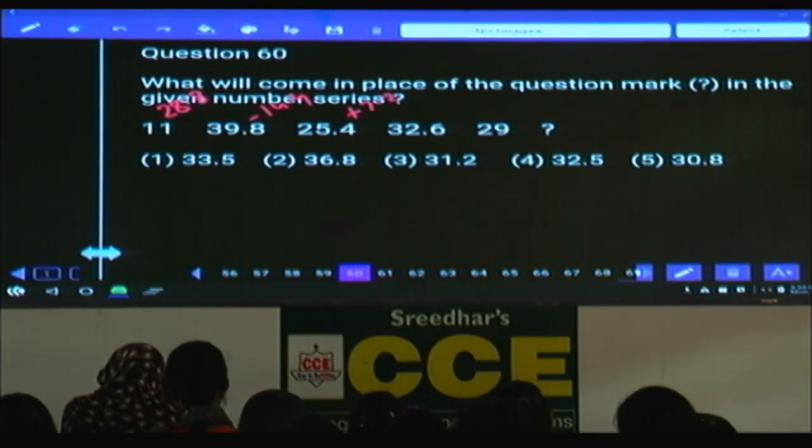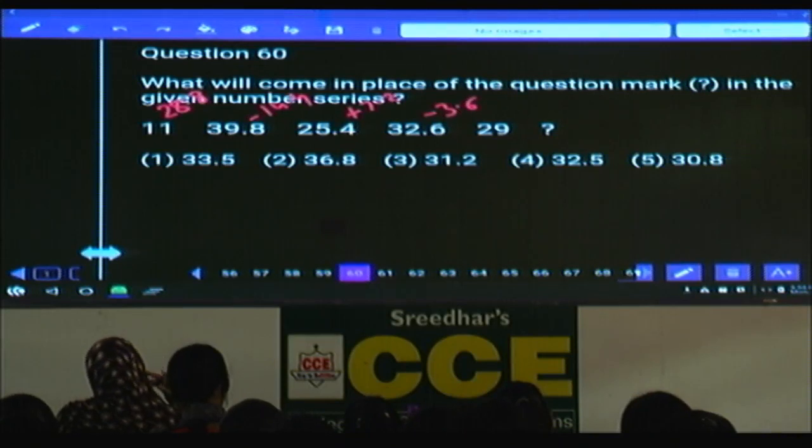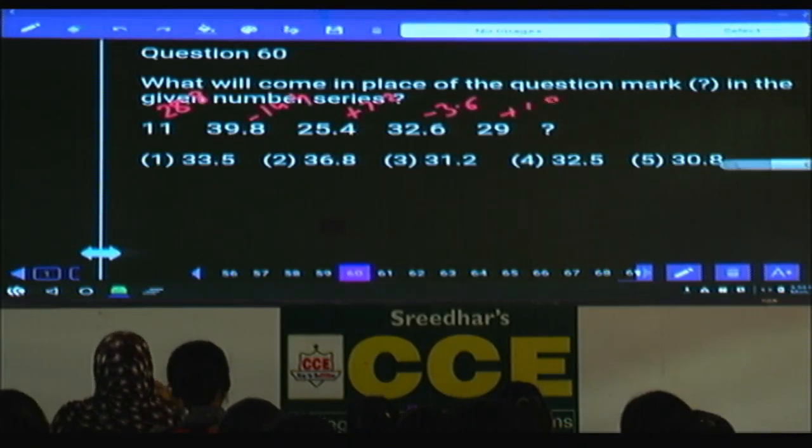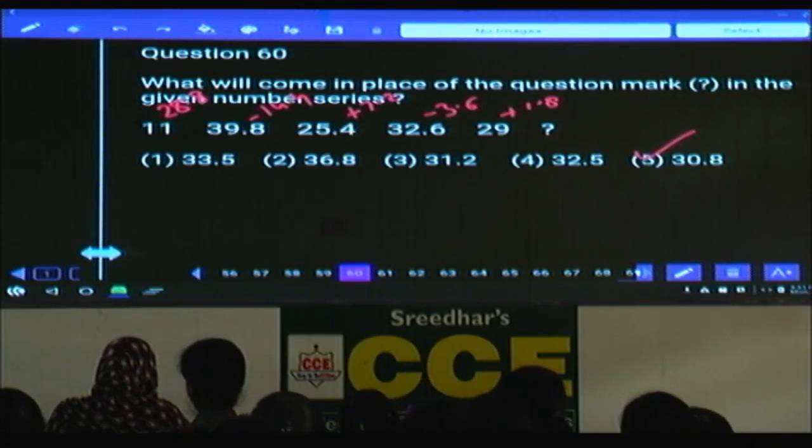Plus 7.2. And next one 28, 14, 7. Next one must be 3.6. Minus 3.6. Next one must be how much? Plus 1.8. 29 plus 1.8, 30.8. And it is given in choice 5. Now this is about question number 60 and paper number 14452.